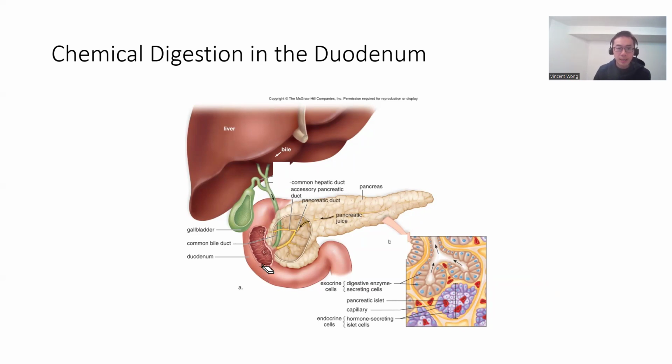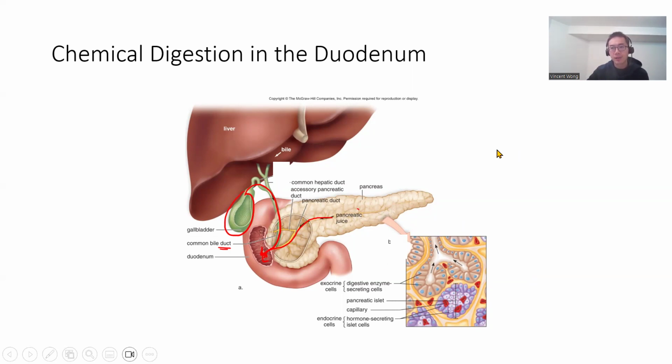So the duodenum is going to be receiving secretions from 2 places. The gallbladder is going to be secreting bile into the duodenum through the bile duct. And the pancreas is going to be secreting pancreatic juice through the pancreatic duct. Both of these accessory organs will be secreting directly into the duodenum.